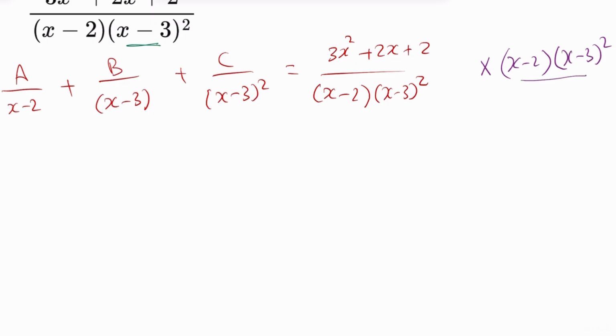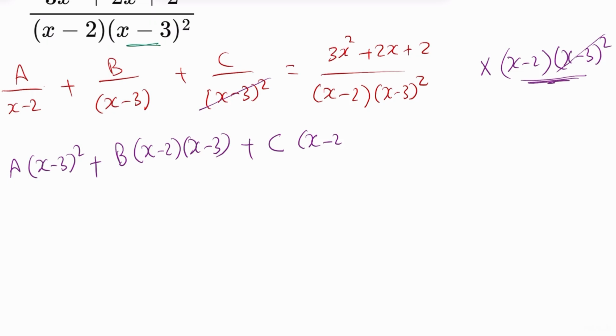If you multiply this expression by the first bracket, you're gonna cancel this with this. So we come up with A multiplied by x minus 3 squared, plus, if you multiply the second fraction by this, one x minus 3 cancels with one of the two brackets. So we come up with B multiplied by x minus 2, x minus 3. Then the third bracket, here we have C over x minus 3 all power 2 multiplied by this expression, so this cancels with this. So we come up with C multiplied by x minus 2, which equal to the numerator 3x power 2 plus 2x plus 2.